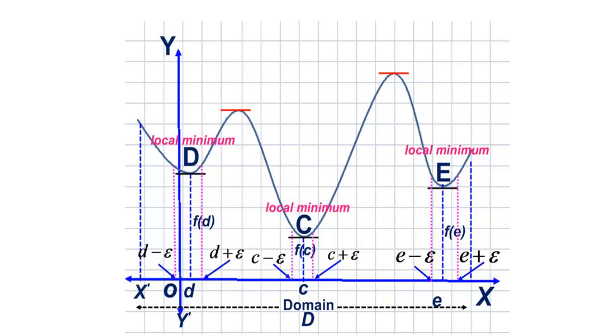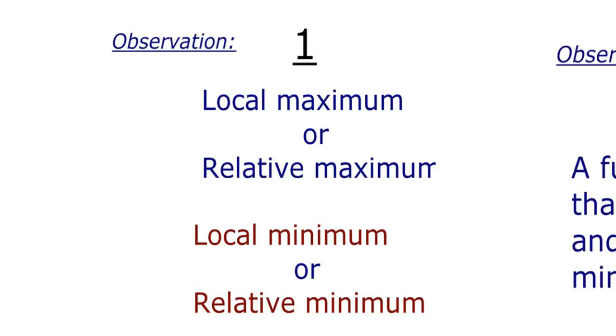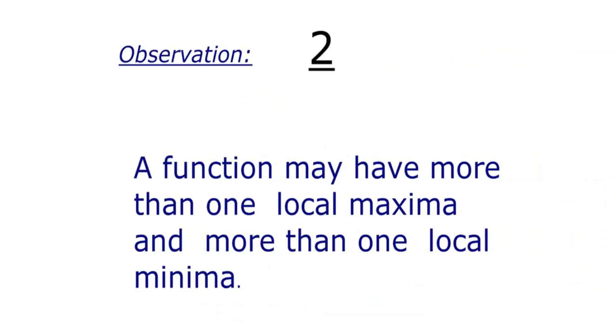Now, we have a few observations here. The first one: the term local maximum can also be called relative maximum. Similarly, local minimum is also called relative minimum. Observation 2: a function may have more than one local maxima and more than one local minima.